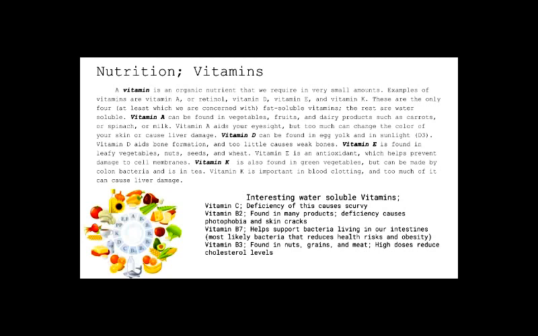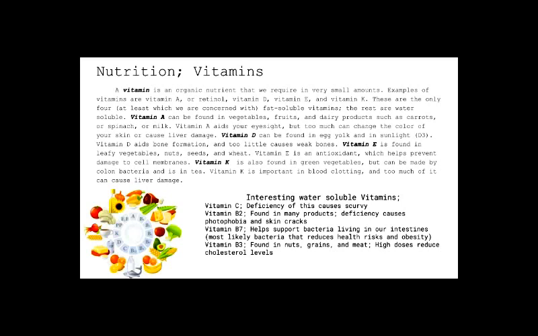Vitamin K is also found in green vegetables, but can be made by your colon bacteria and is in teas, like I mentioned before. Vitamin K is important in blood clotting, and too much of it can cause liver damage. Just about too much of anything can cause liver damage. So you want to make sure that you get a good balanced diet and you don't eat just like 20 pills a day. You don't want to be doing that. That'll kill you, of course. Yeah, that's the interesting fat soluble ones.